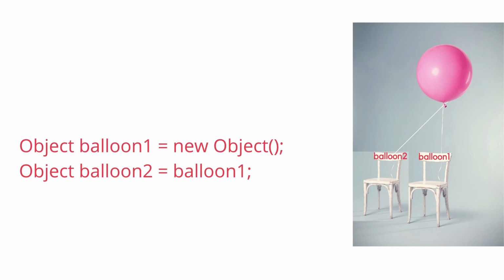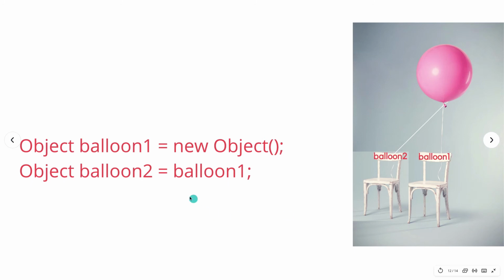Next, let's take this example. In this example, we instantiated a new object with this new keyword, and that object is now tethered to this balloon 1 variable, and that is shown here. So this is the balloon 1 chair, and then we have the balloon that got created with this new keyword, and that balloon is now tied to this chair because of this assignment.